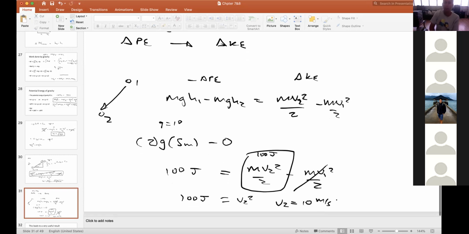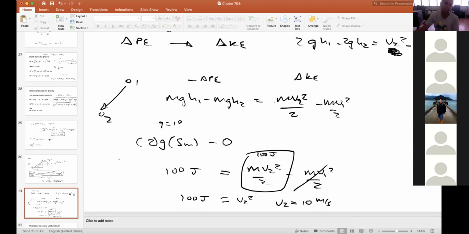You absolutely can get rid of m if you want, so that you would have gh1 minus gh2 equal to v2 squared over 2 minus v1 squared over 2, or even multiply through by 2 and get 2g.